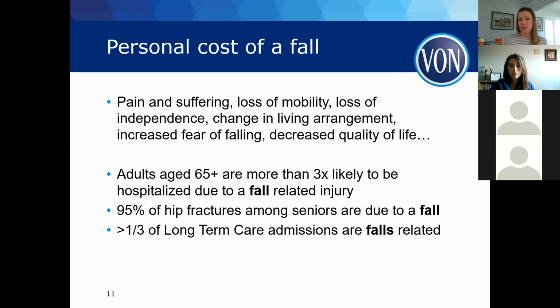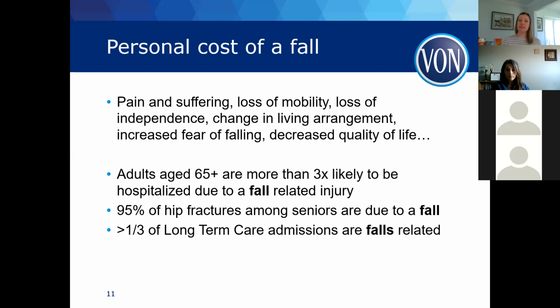So it is expensive for our healthcare system, and even for the person experiencing the falls, because it may mean that they have to put some of these safety measures in place. But the thing we focus on more in the education is the personal cost of the fall. So not so much the financial, but how it could impact our day-to-day lives.